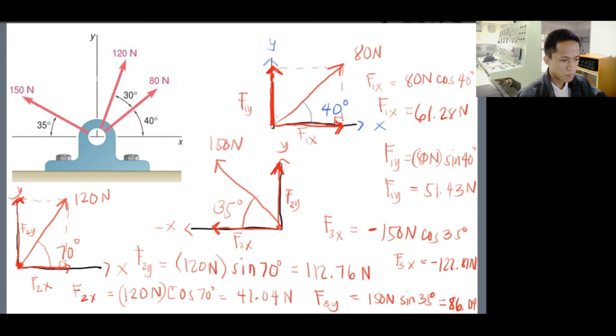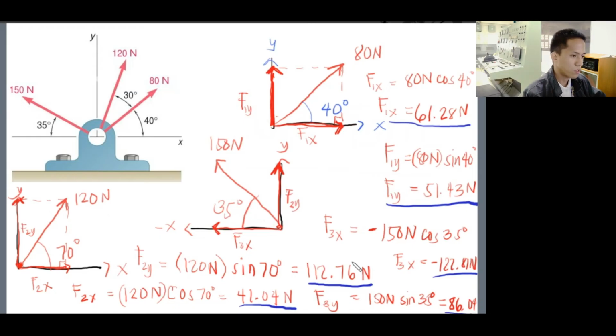Kuha na lahat. So, dito you have here, F of 1x, 61.28. F of 1y is 51.43 newtons. F of 2x is 41.04 newtons. F of 2y is 112.76 newtons. F of 3x is negative 122.87 newtons. And F of 3y is 86.04 newtons. So, ang gagawin natin guys, i-add natin lahat ng x and lahat ng y.